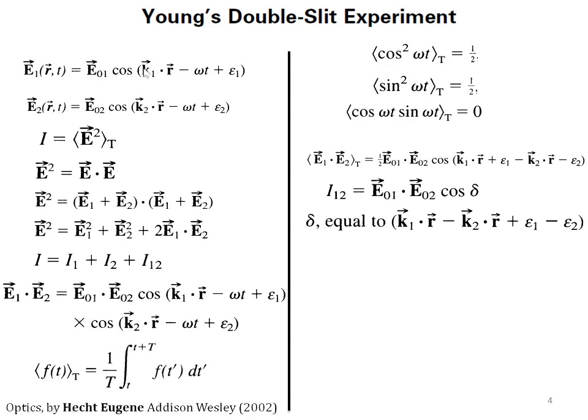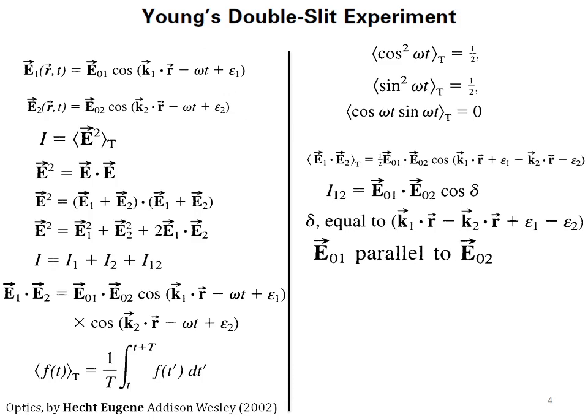So k1r is the phase of the first. Omega t is the same in both, so it will cancel. k1r minus k2r is coming from this part, and epsilon 1 minus epsilon 2 is coming because of their initial phase differences. So this one is the net phase difference.